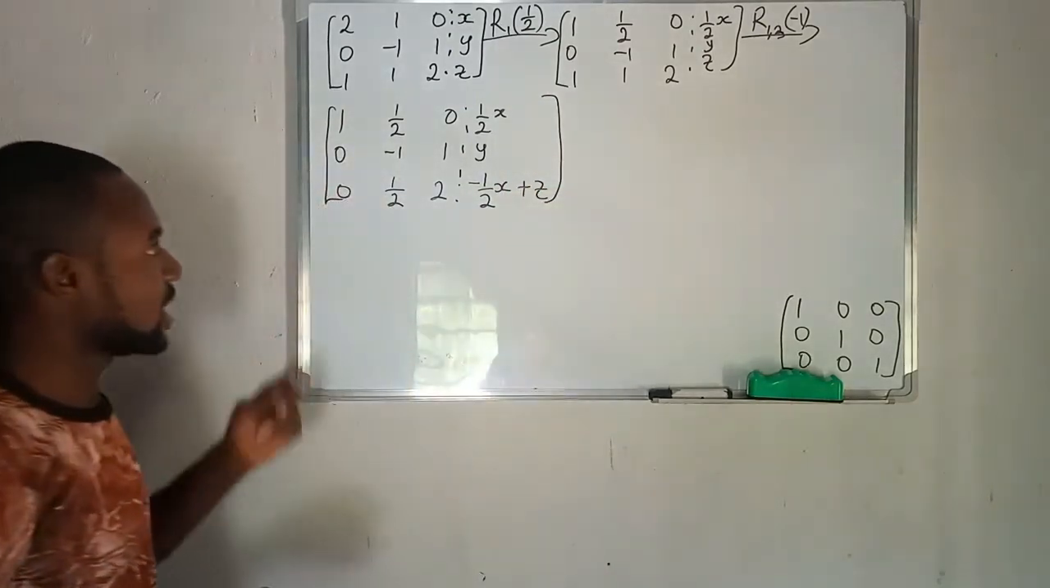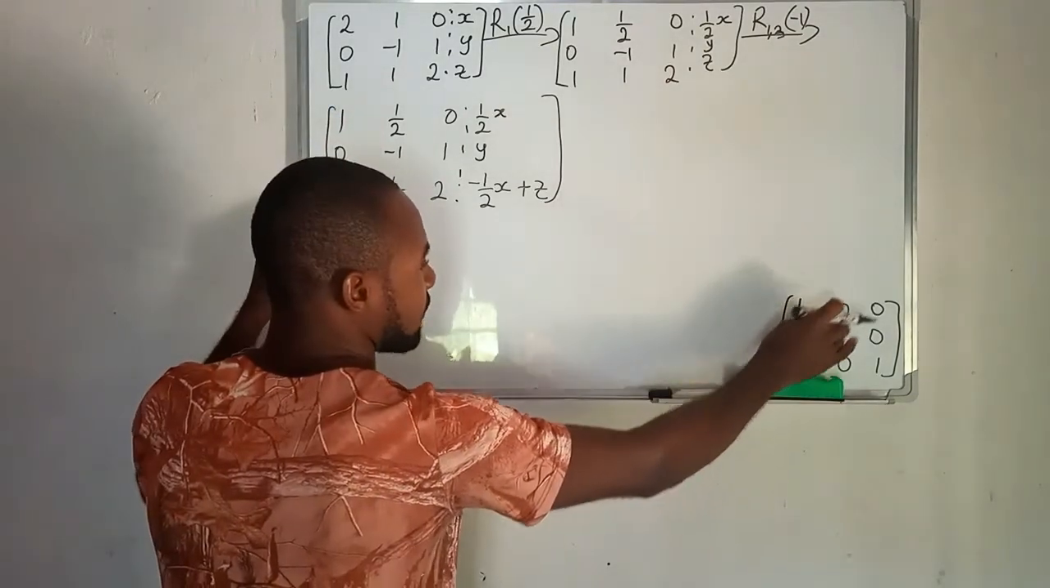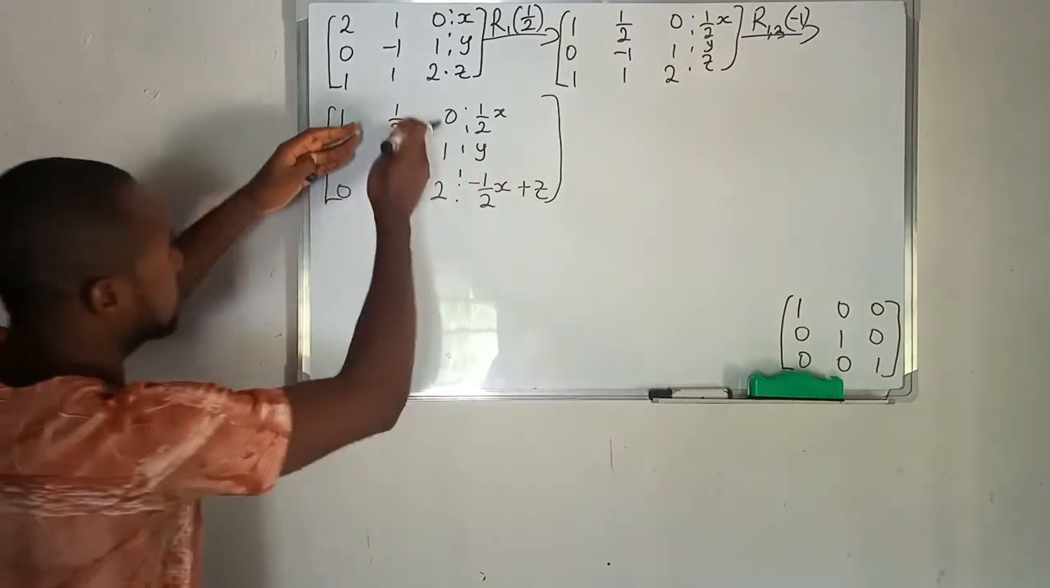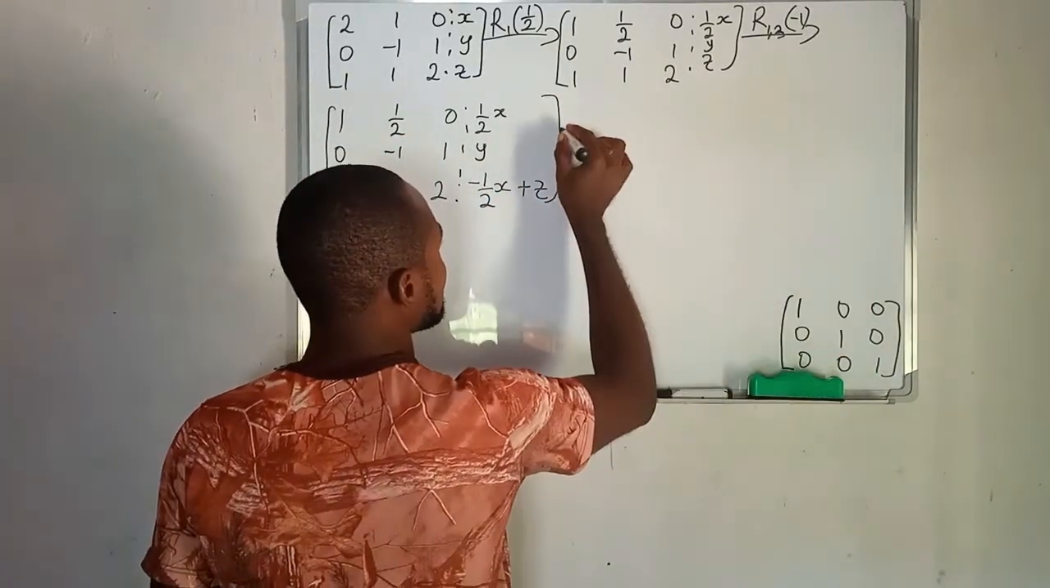And that's it. So the next thing that we do, we find out that this is already looking exactly like what we have here. So we'll go to the second row and try to reduce it to look like what we have in this place.